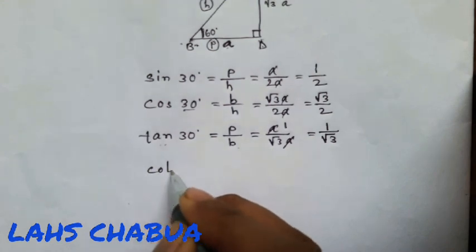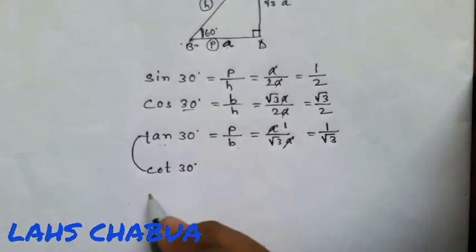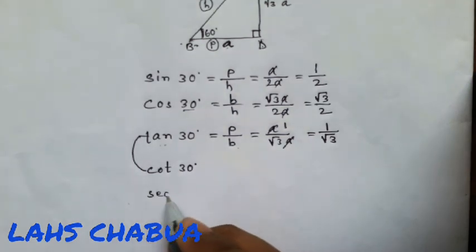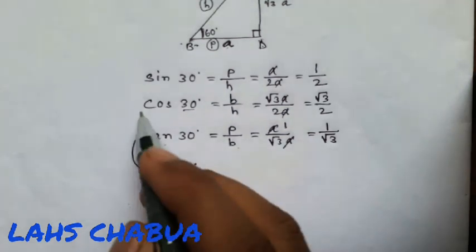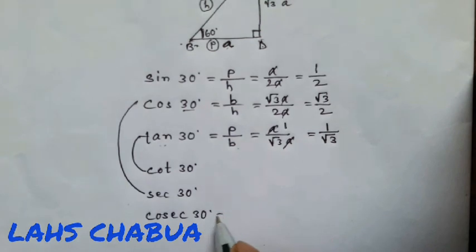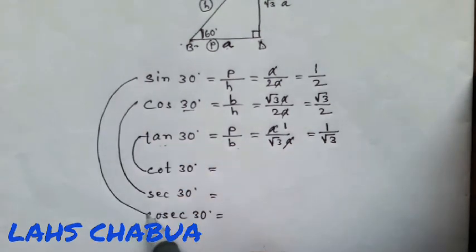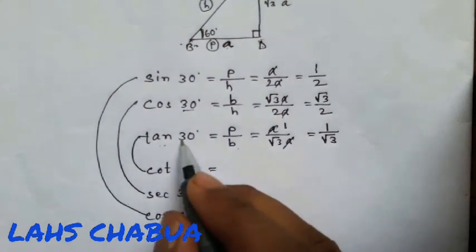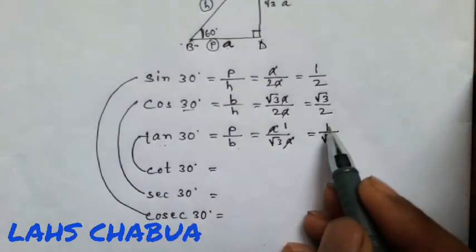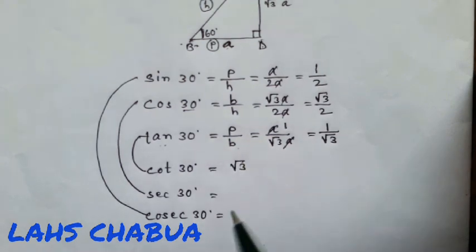Cot 30 will be the reciprocal of tan, sec 30 will be the reciprocal of what? Cos, and cosec 30 will be the reciprocal of which ratio? Sine ratio. So cot 30, reciprocal of tan, value we got 1 by root 3, make it reciprocal root 3 upon 1, that is root 3.